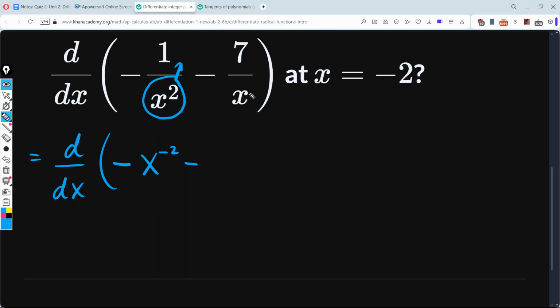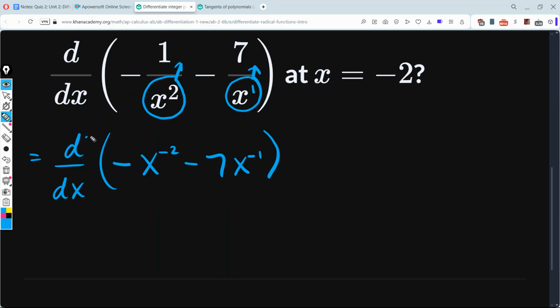Minus sign here. This is x to the first power. You want to take that and move it into the numerator. Keep the 7, so it's minus 7, and x to the 1 becomes x to the negative 1 once you move it into the numerator. All right, now we just want to find the derivative of this.